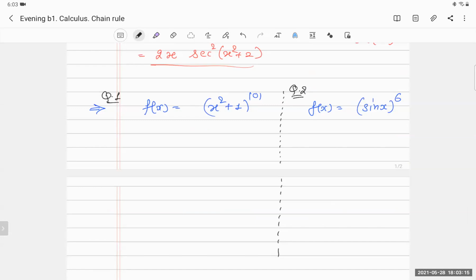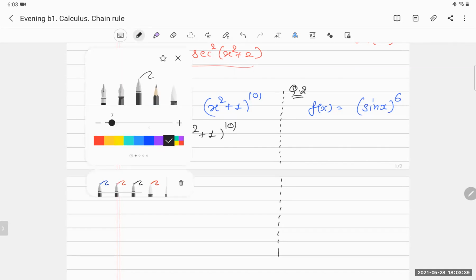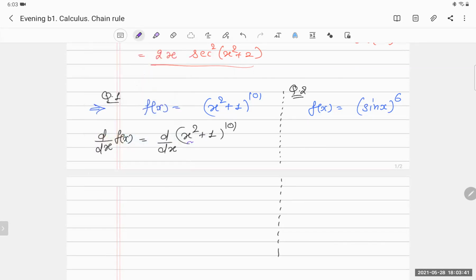So see, I know only one thing. If there was a function like x raised to 101, I could have done it easily, right? But now the function is what? (x square plus 1) raised to 101. I need to write this. Now again I got stuck because here I am getting x square plus 1, here I am getting x. I need to make it equal.